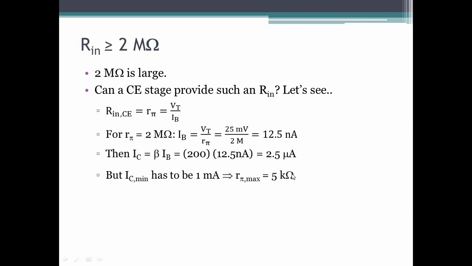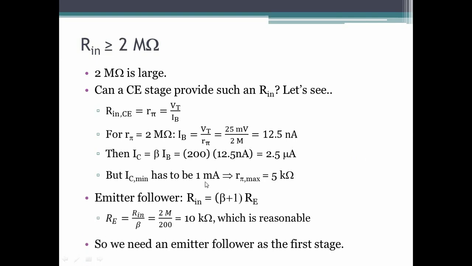So for our design, given that the collector current has to be higher than 1 milliamp, the maximum R pi we can get is 5 kilo ohms, because if IC is higher, IB is higher and R pi will be lower. Which means we cannot use a common emitter amplifier to get 2 mega ohms.